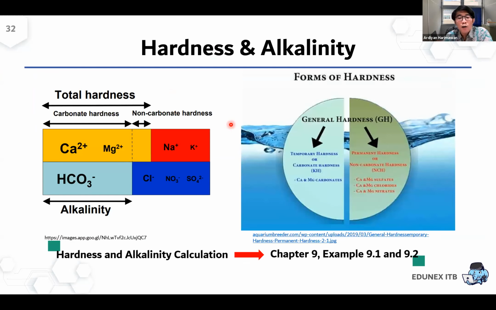Okay, I won't explain details in calculation of hardness and alkalinity, but this bar chart correlates hardness and alkalinity, both from the cations and from the anions. You can calculate total hardness, you can calculate carbonate hardness and non-carbonate hardness, and you can calculate alkalinity. It should be balanced, not similar, but balanced.